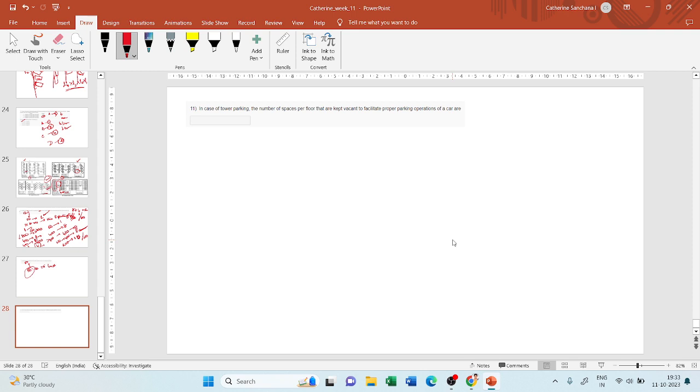In such cases, for each floor you have to provide at least 2 vacant parking spaces for vehicles to easily make parking actions. So it is to facilitate their parking actions. So for each floor you have to leave at least 2 spaces vacant. So this is the answer to this question.